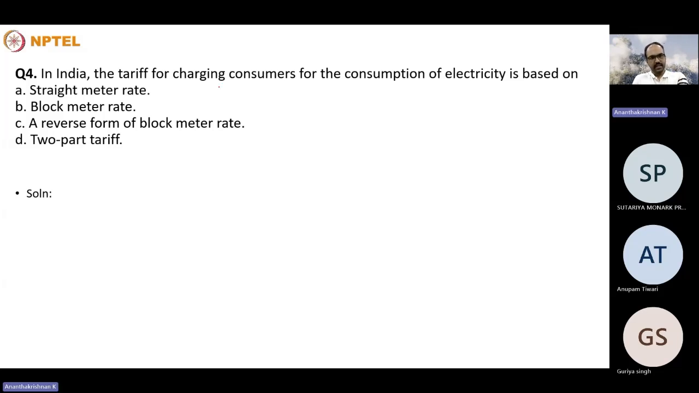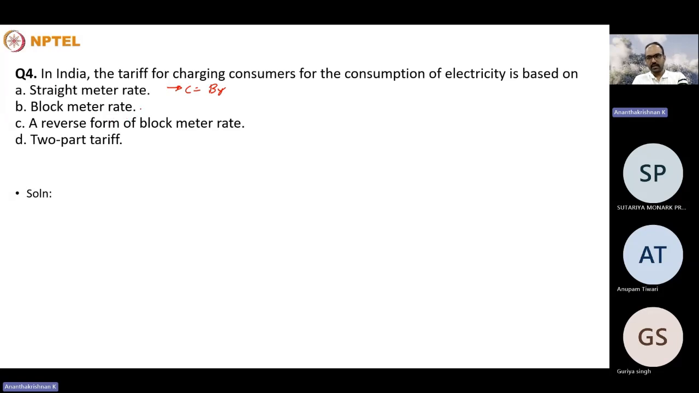So straight meter rate is very obvious, right? The tariff would be written as C equal to P times Y. Depending upon how much will be consumed, the charge will be directly proportional to that. That will be straight meter rate.